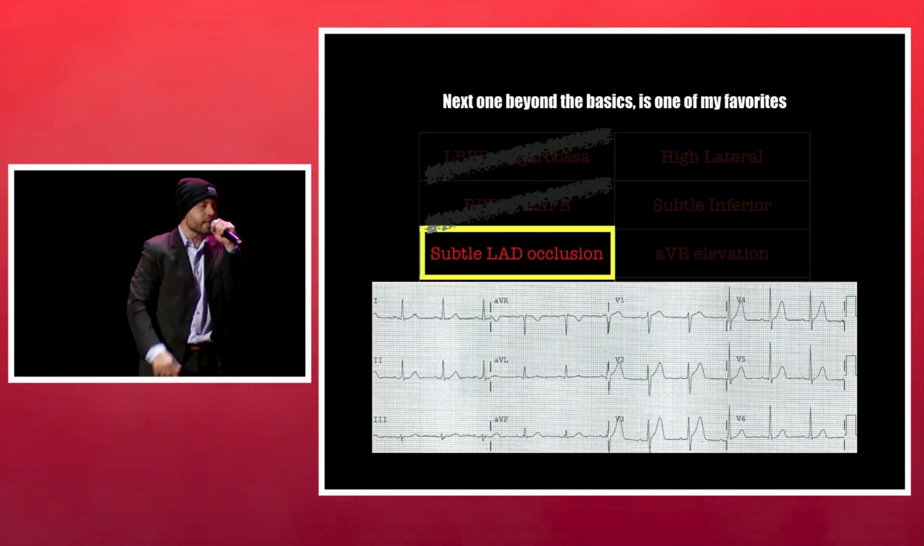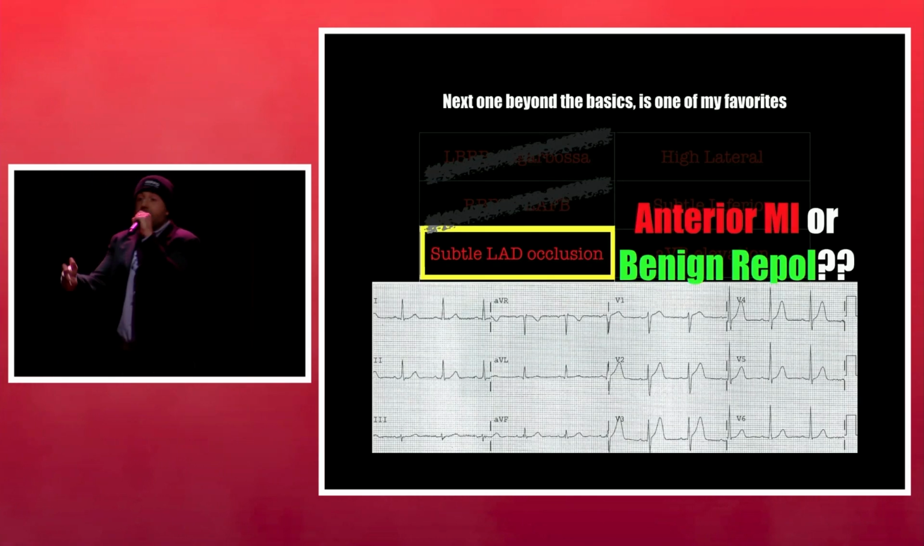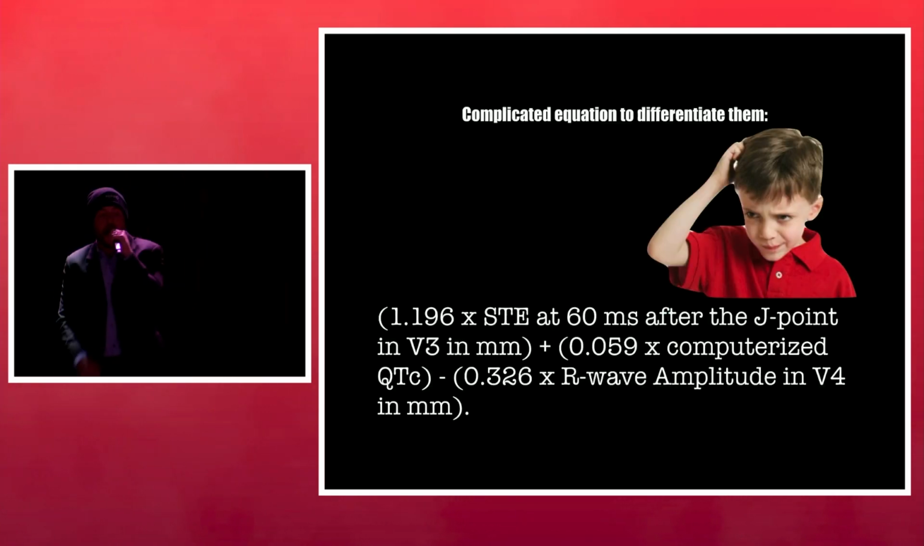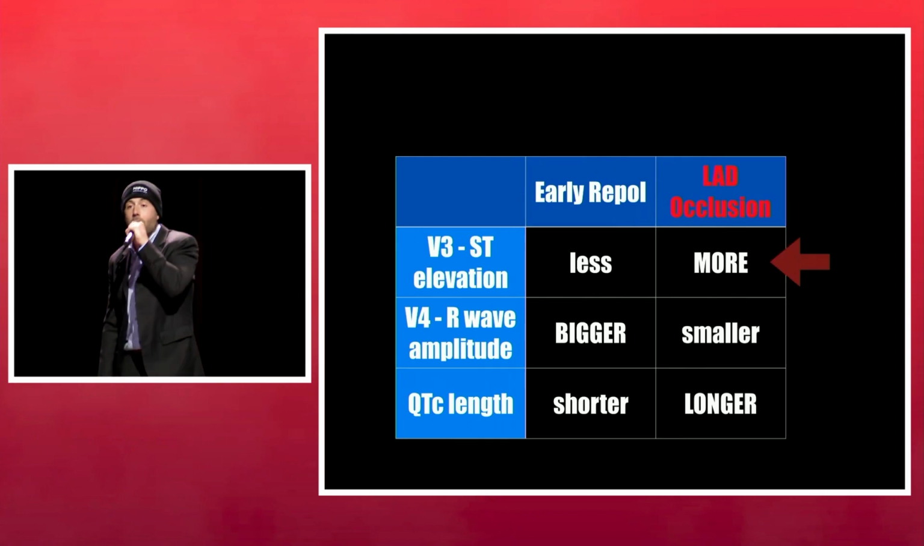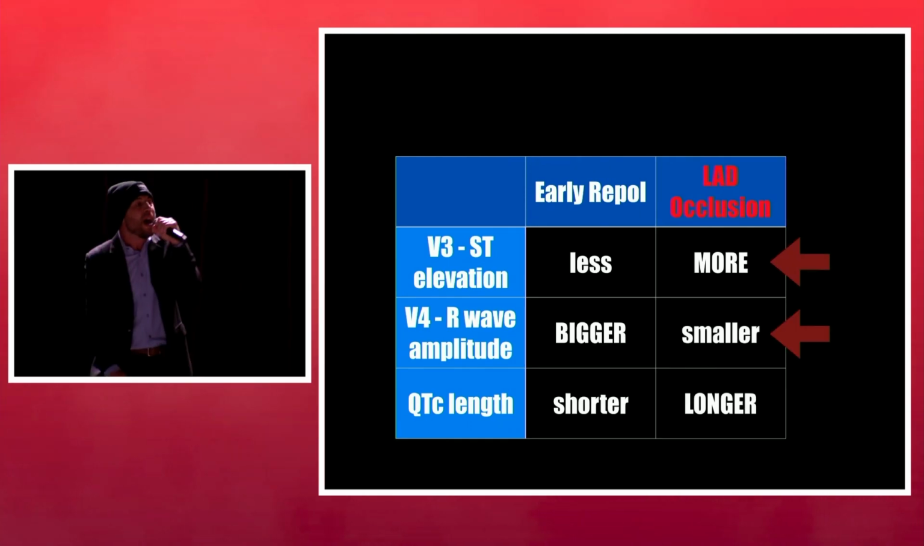Next one, beyond the basics, one of my favorites: anterior STEMI versus benign repolarization, calculated equation. To differentiate them, download the application and plug in the calculation. Mine's got a higher ST in V3, a smaller T in V4, and a longer QT.